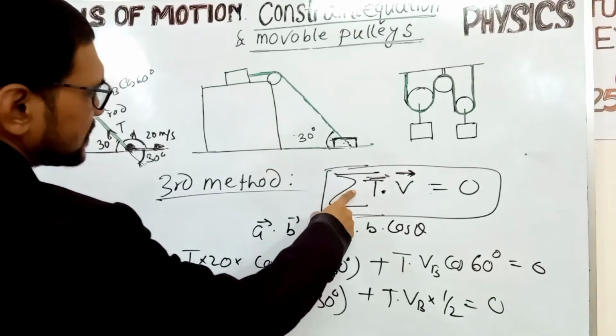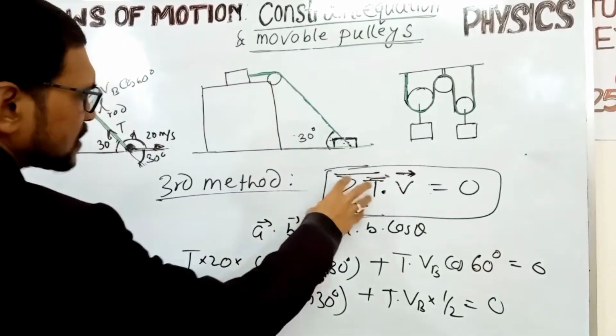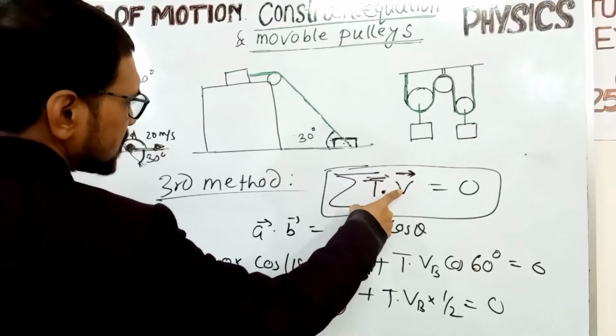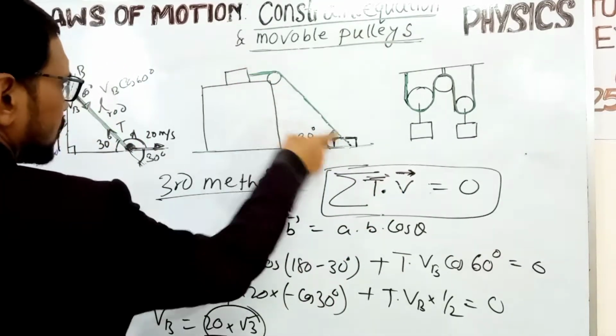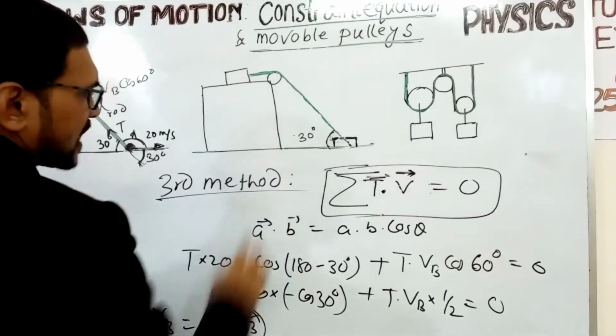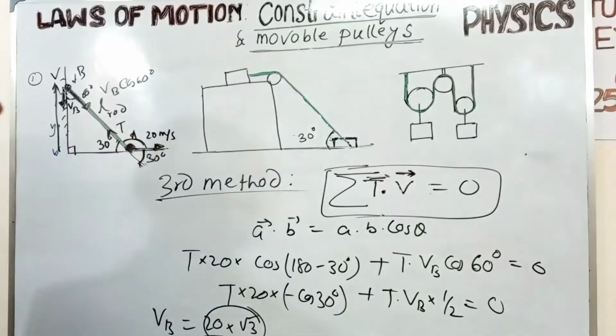We take the summation of all particles, the summation of the dot product of tension and velocity vector of every body along the string will be 0. This is the best method.